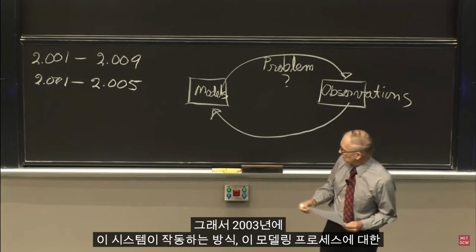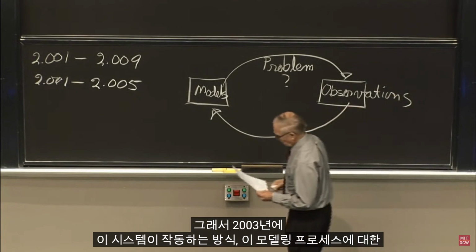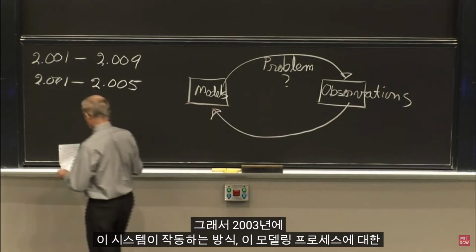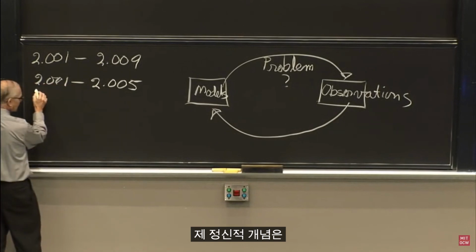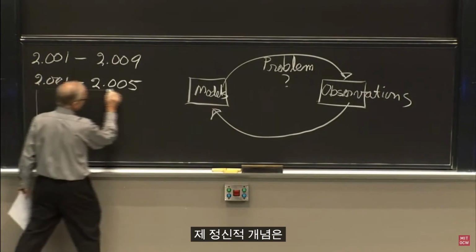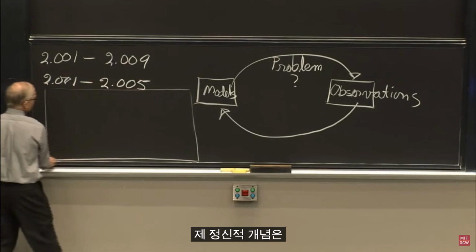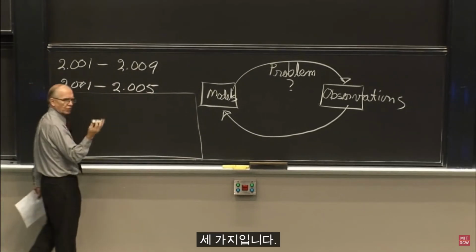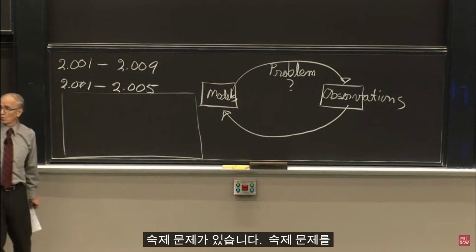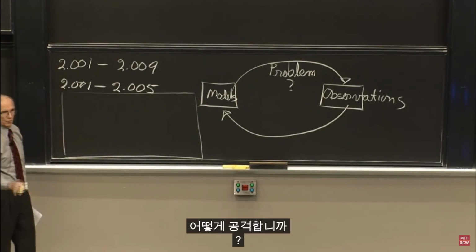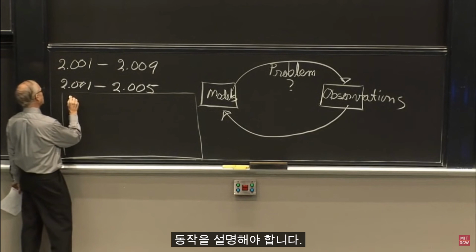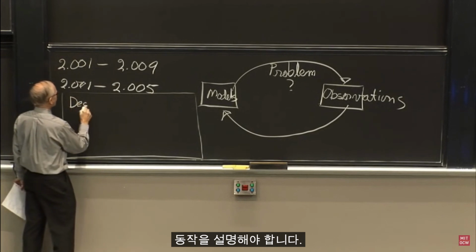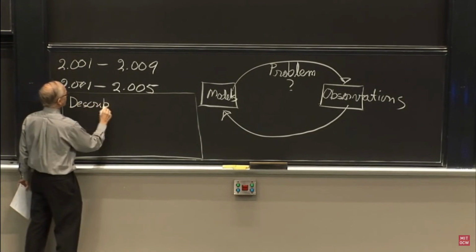So in 2003, the way this system works, my kind of mental conception of this modeling process is three things. And this applies to you have a homework problem. How do you attack a homework problem? You're going to need to describe the motion.